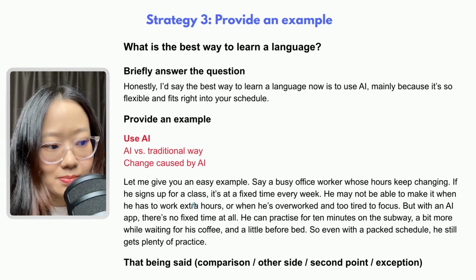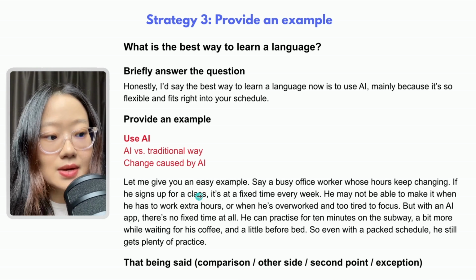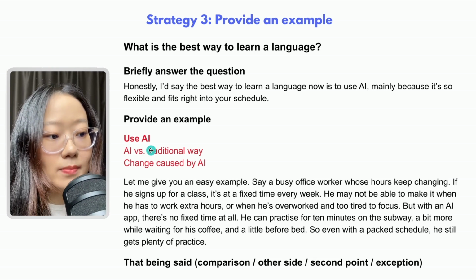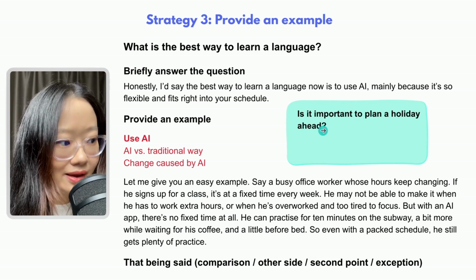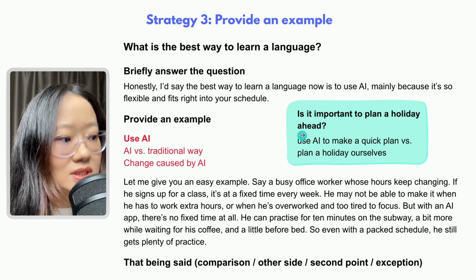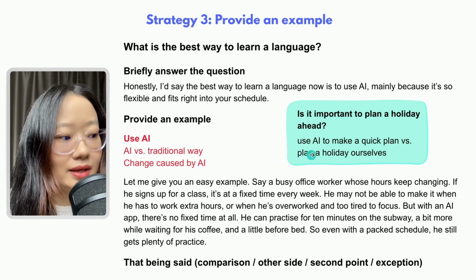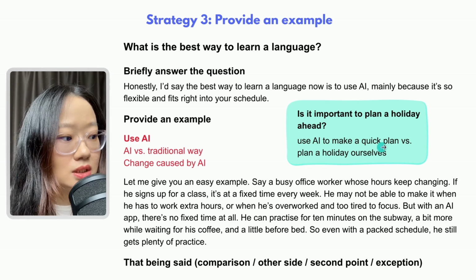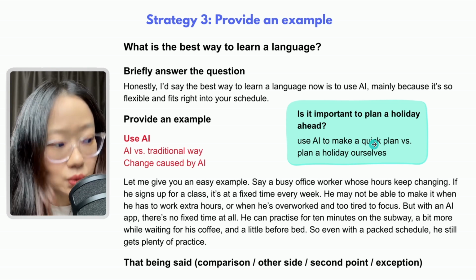So the key is to compare AI with the traditional way of taking a class. The comparison makes the answer much longer. You can use this method for many other questions. For example, is it important to plan a holiday ahead? We can say it isn't important anymore and compare using AI to make a quick plan with the traditional way of planning a holiday ourselves. Again, the key is to compare AI with the traditional way. It is the comparison that makes the answer much longer.